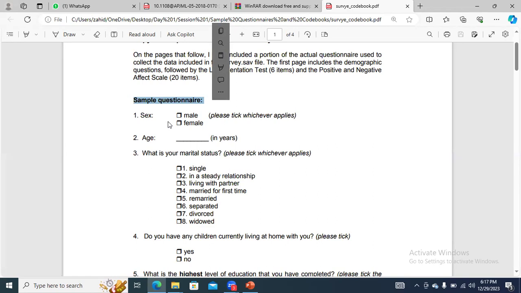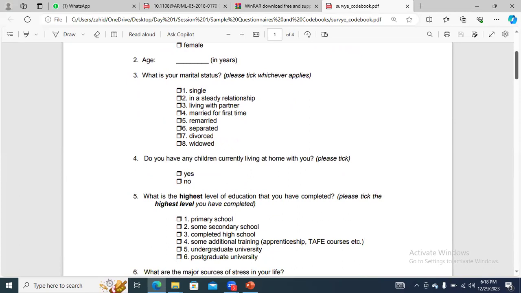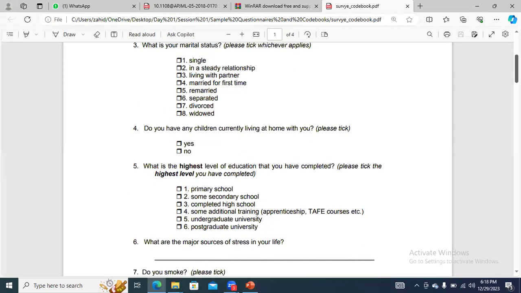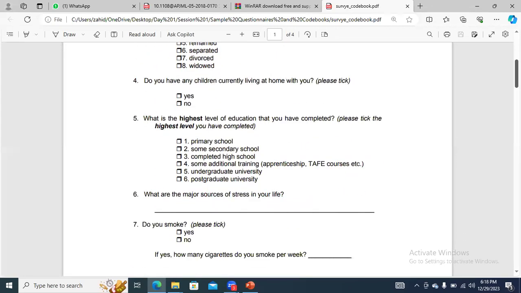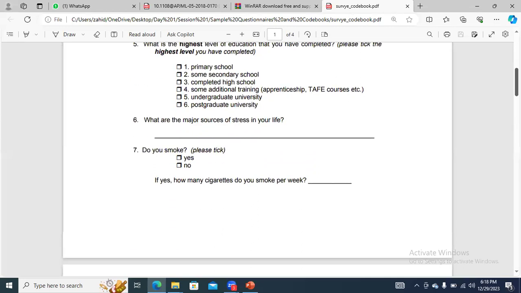You need to ask about the gender of your respondent. You need to ask his or her age. You need to ask the marital status. You need to ask about other information related to that particular respondent. So the first segment of a survey questionnaire relates to the demographic detail of the respondent.